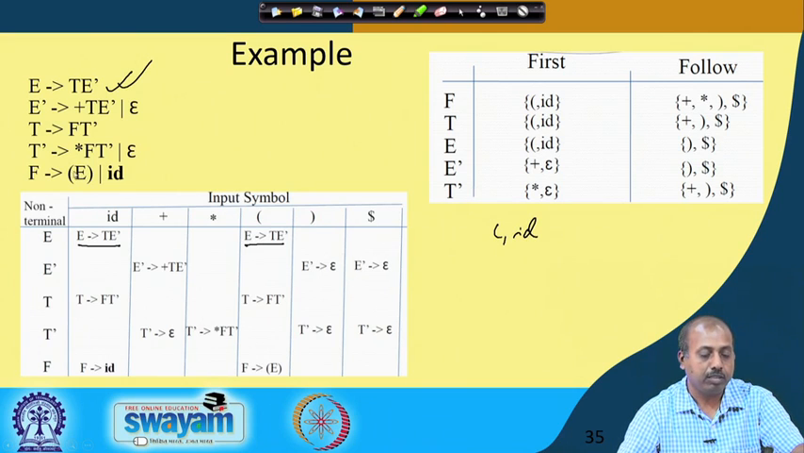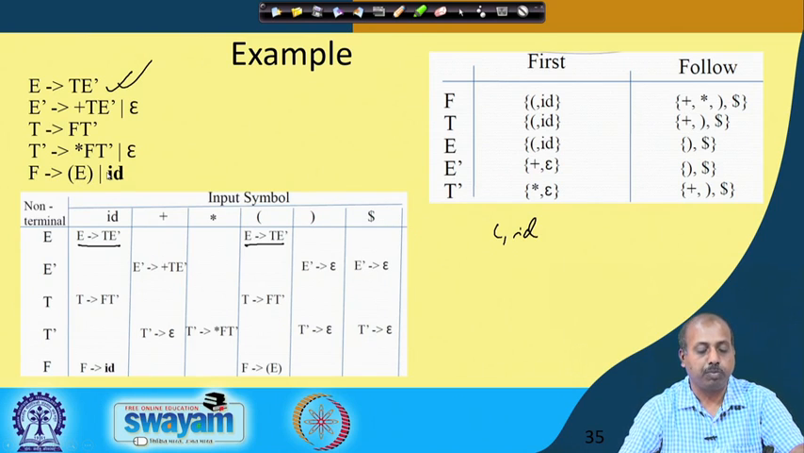Then finally, the rule F producing within bracket E. First of this contains bracket start. So, at F, bracket start is F producing within bracket E. And then the ID part applies the other rule, F producing ID. First of this part is ID only. So, at F, ID, we have added this rule.